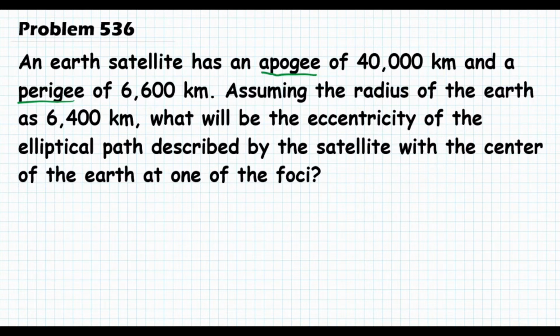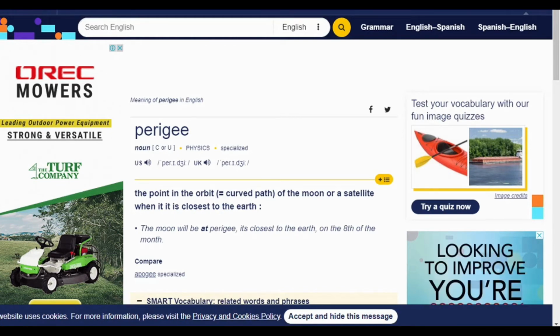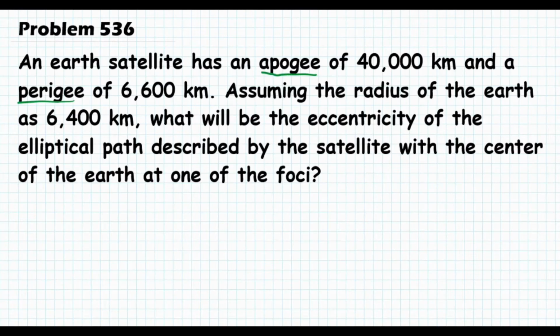Sabi dito sa Google, si perigee naman is the point in the orbit or curved path of the moon or a satellite when it is closest to the Earth. So, closest to the Earth. Siya naman yung malapit. Si apogee malayo, si perigee naman yung malapit.